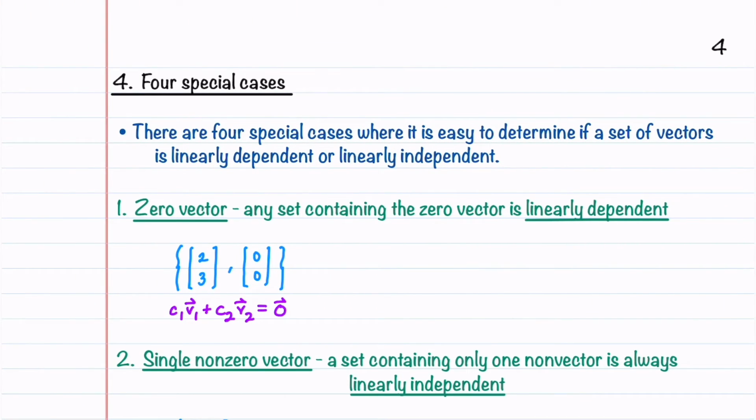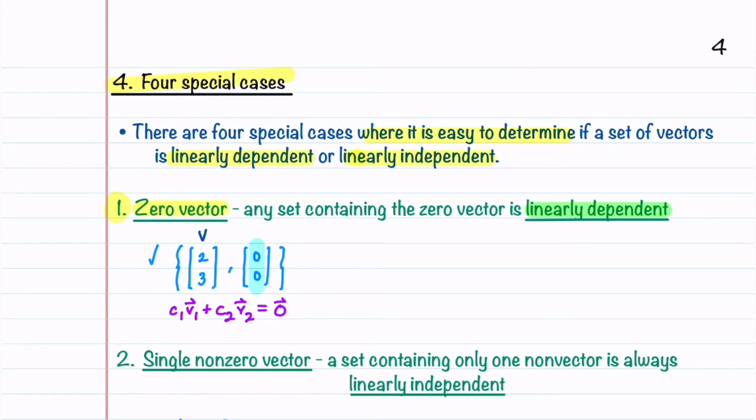We're now going to go over 4 special cases where it is easy to determine if a set of vectors is linearly dependent or linearly independent. Our first special case is when we have a set of vectors that contains the 0 vector. Any set of vectors that contains the 0 vector is linearly dependent. The set of vectors that I've listed here contains the 0 vector.